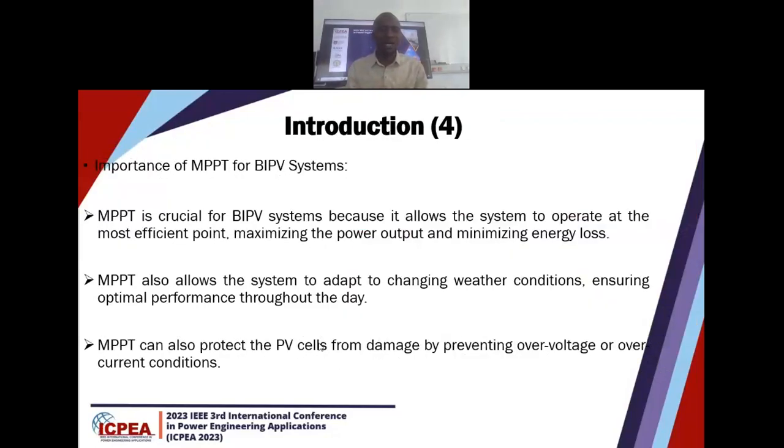And the importance of MPPT for BIPV systems. There are many. MPPT is crucial for the BIPV system because it allows the system to operate at the most efficient point, maximizing the power output and minimizing energy loss. MPPT also allows the system to adapt to changing weather conditions, ensuring optimal performance throughout the day. And MPPT can also protect the PV cell from damage by preventing over current and over voltage conditions.